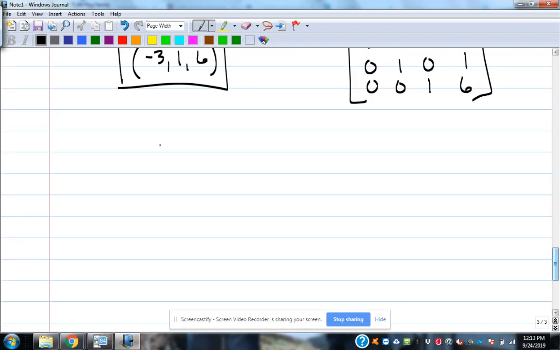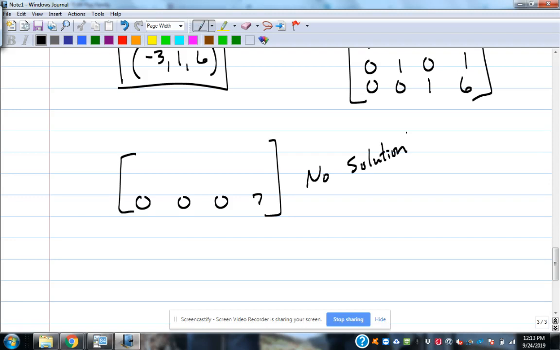If you were to do reduced row echelon form for a three variable system and the last row ended up with all zeros and then a 7 over here, what do we know about that one? That'd be no solution. Doesn't matter what that number is over there, but if it's all zeros and a number, it's no solution. If it's all zeros, 4 zeros across the bottom, infinitely many.